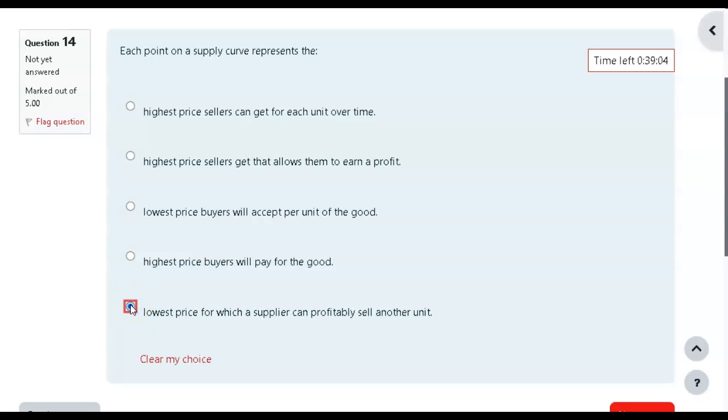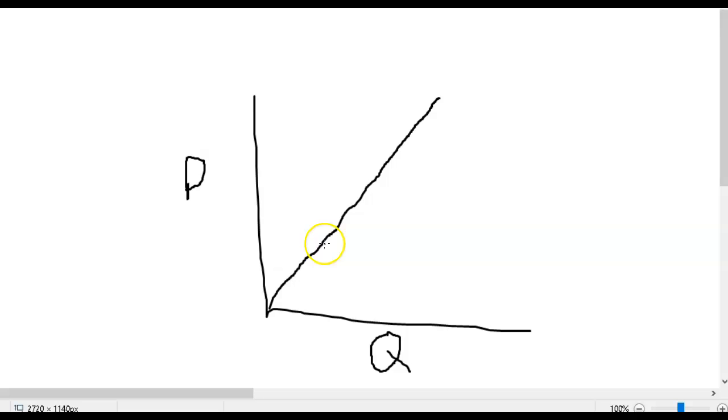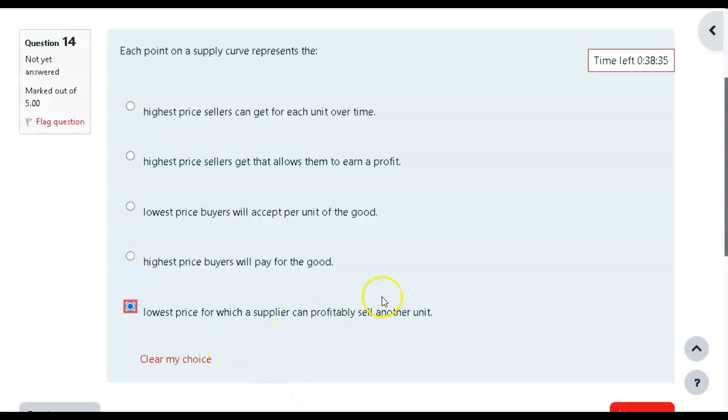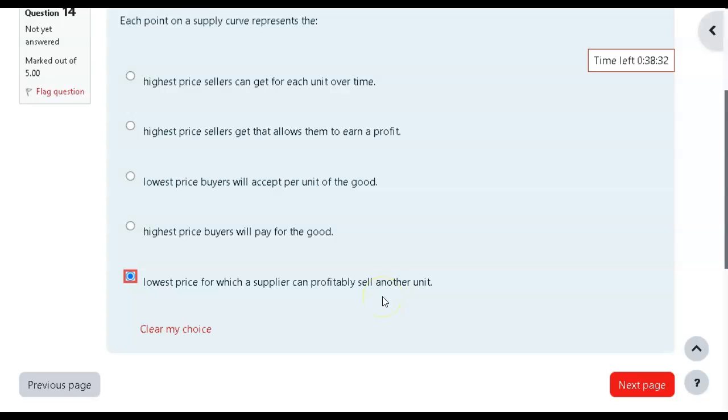The lowest price for which a supplier can profitably sell another unit. Because think about it, at this point over here, whatever the price is, let's say 10 Rand, the producer will sell 20 products. So it gives the minimum amount of products a seller is willing to sell for that price. The minimum. So the lowest price for which a supplier can sell another unit is perfect, because at that price a supplier is willing to sell that unit because he's making profit. He wouldn't be selling there without making profit. So that's the correct answer.